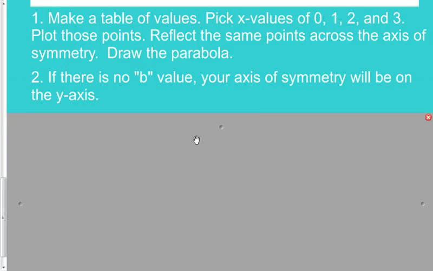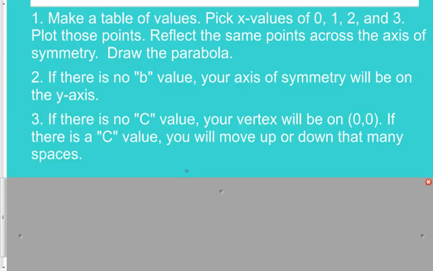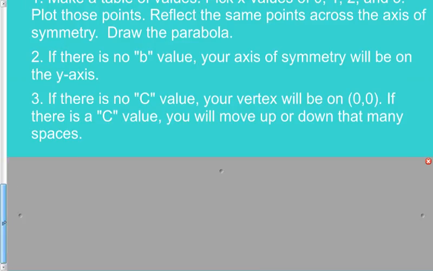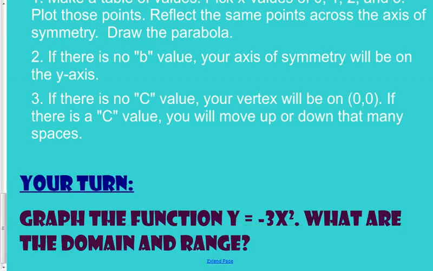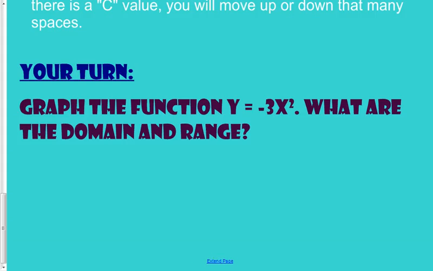Couple of hints here. If there is no b value, your axis of symmetry will be on the y-axis. If there's no c value, it's going to actually start at 0, 0. If there is a c value, you'll move it up or down that many places. So that would be on the y-intercept. So why don't you pause it and try one by yourself. We have very similar but different coefficient here. Now we have y equals negative 3x squared. We didn't talk about the domain and range for the last one, but we'll do it for this one. So graph it.